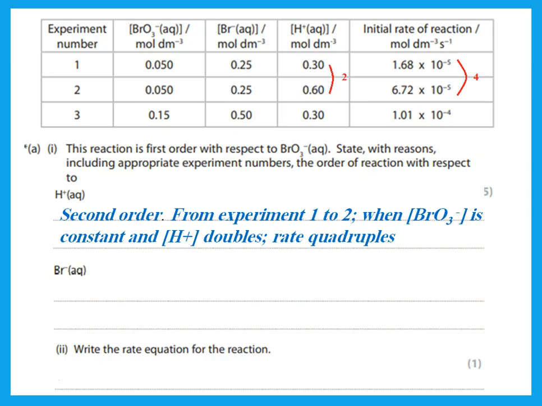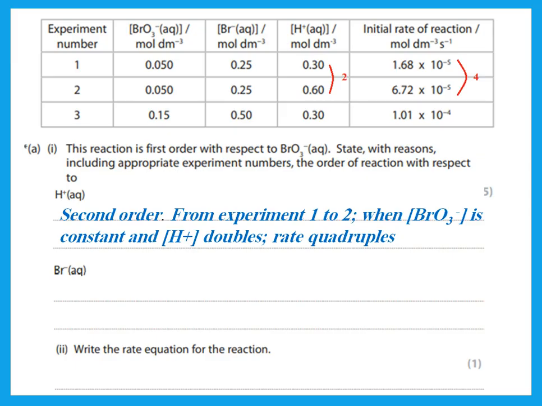And then you need to explain, how did we know it's second order? We're looking at which experiments? Experiment 1 to 2. What happened? The bromate is constant. The bromide is constant. What happened to the H+? It doubles. The rate quadruples.